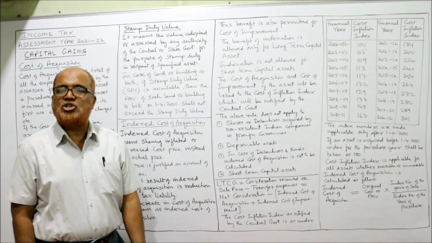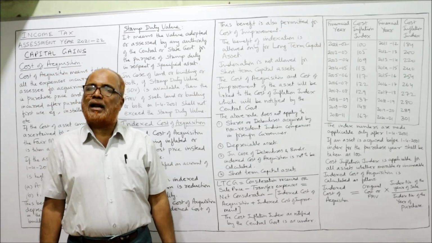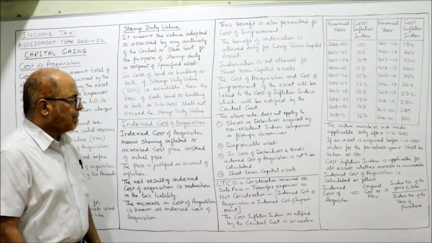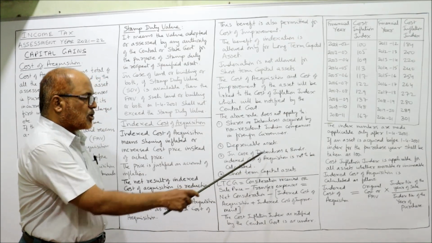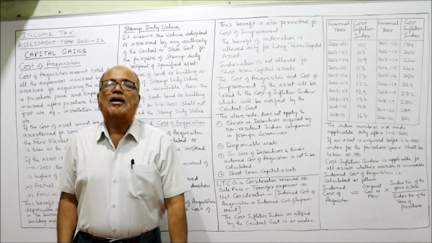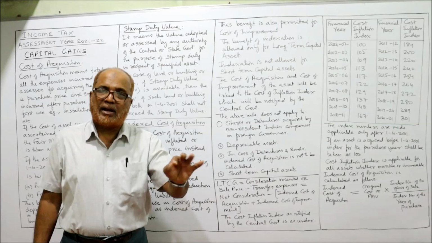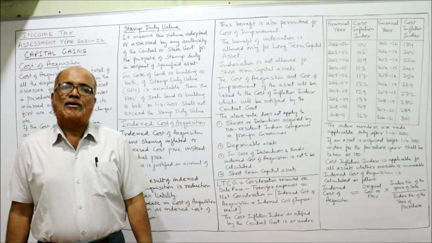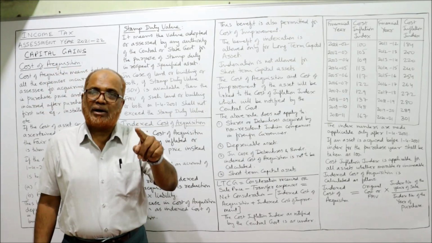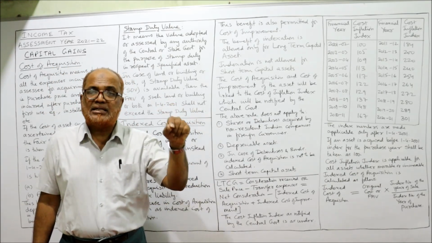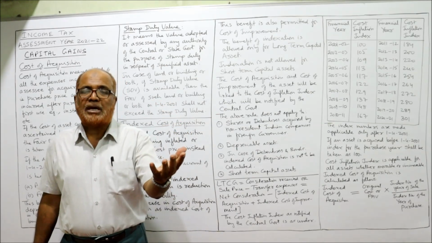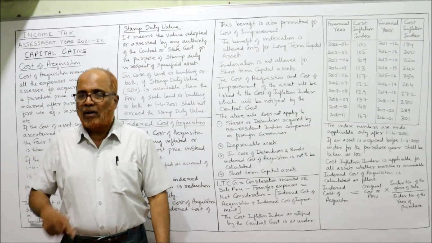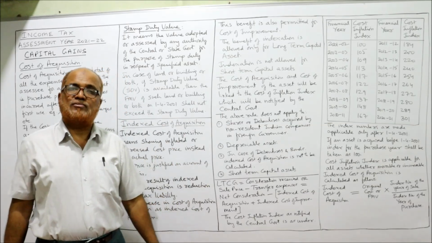Second, depreciable assets. Just now I told you land and building, plant and machinery are depreciable assets. On these assets, indexation is not allowed. Third, in case of debentures and bonds, indexed cost of acquisition is not to be calculated. Remember, indexation is not allowed. Lastly, short-term capital assets. In the last video I explained in detail short-term and long-term capital assets for financial and non-financial assets. Already I explained this in the previous video.